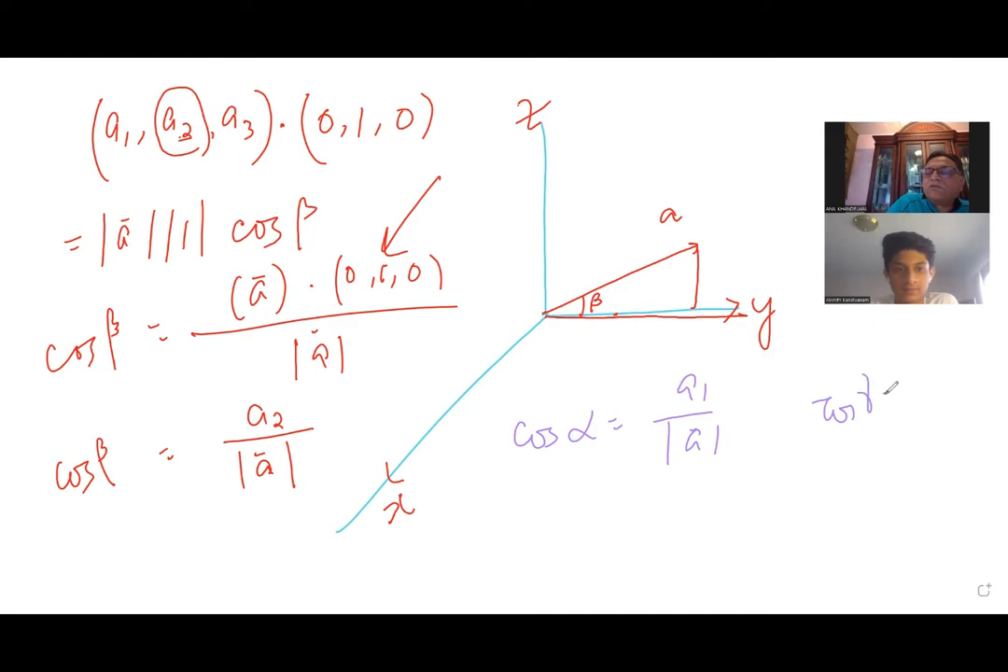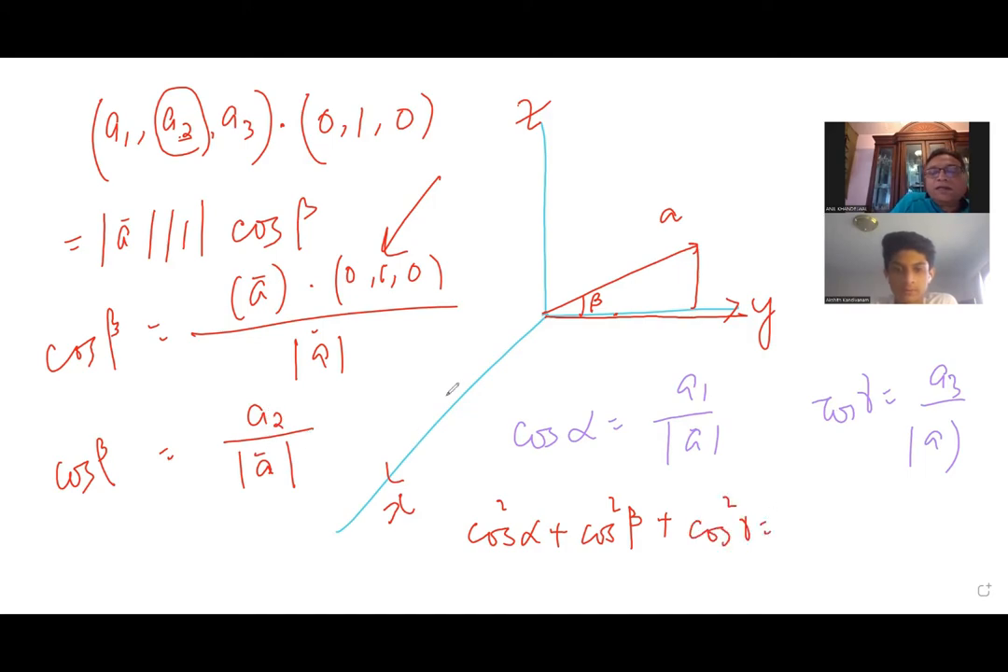And cos of gamma will be a3 over magnitude of a, correct? Correct. Very clear. Now, what is cos squared alpha plus cos squared beta plus cos squared gamma equal to? So would it be 1? Square of this. 1, right? Very important identity.